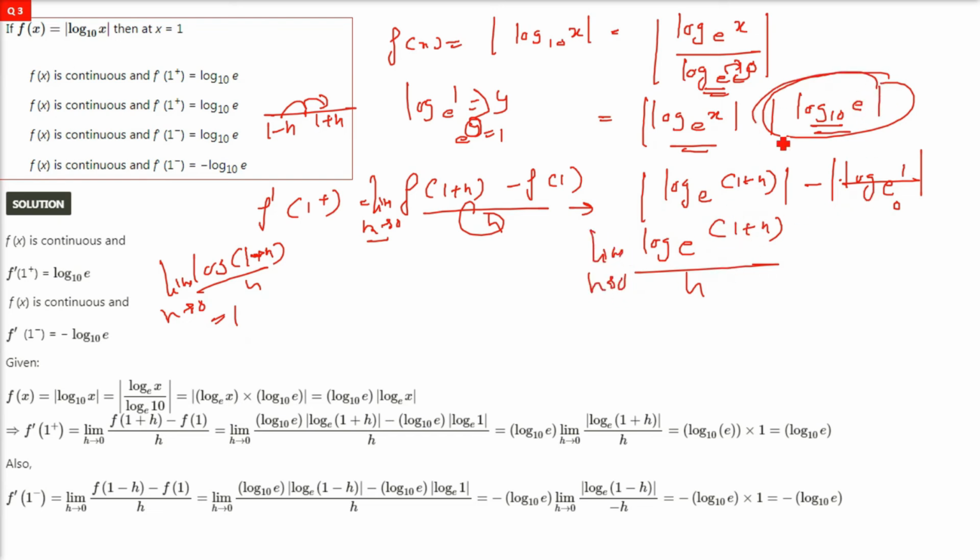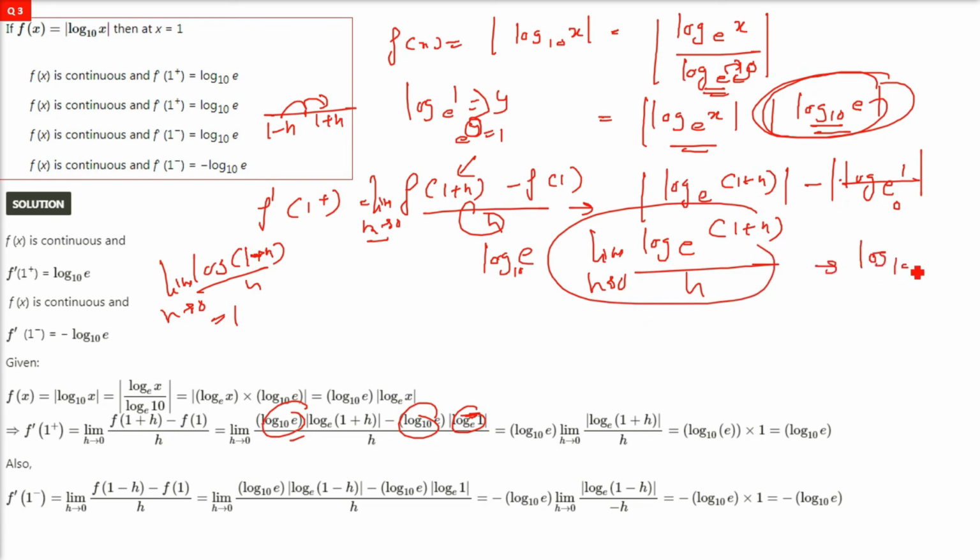Now I told you already that log e to base 10 was a constant, so it was outside. So finally the value will be, because only 1 has come and the constant was already there, log base 10 of e. So log base 10 of e is the final answer, right? This is the final answer. Okay.